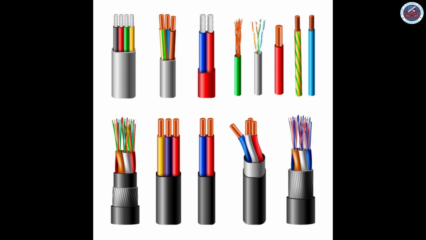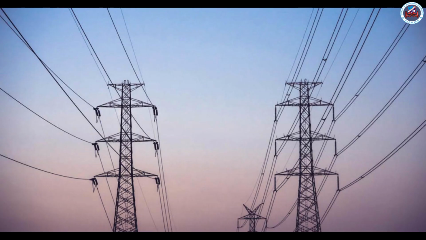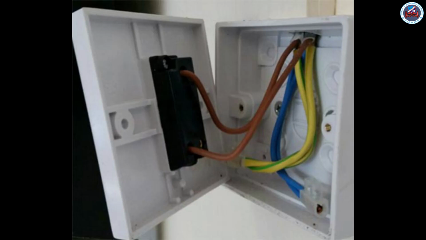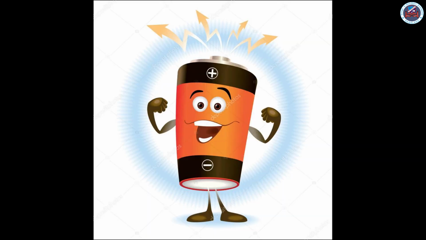Both thick wires and thin wires are useful for us. Thick wires are used to get electricity to our homes, and the thin wires are used in electric gadgets and bulbs. Batteries are very useful to us. We use batteries in many things in our day-to-day life.